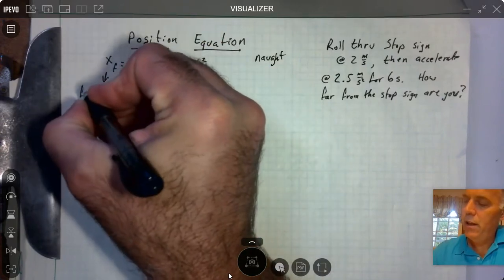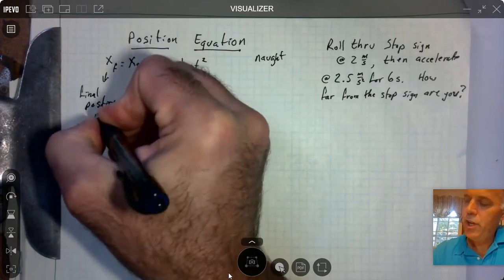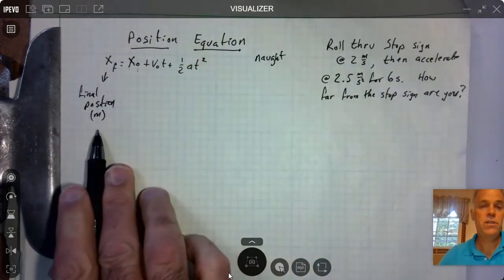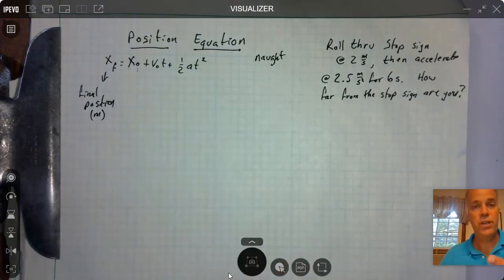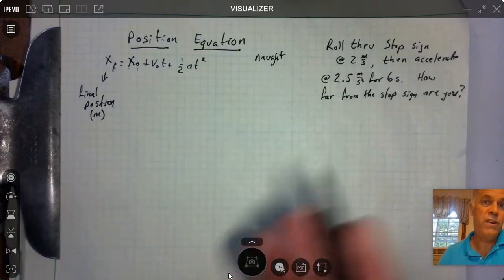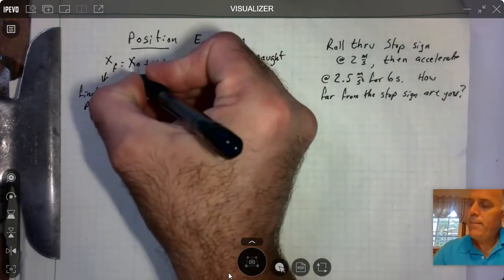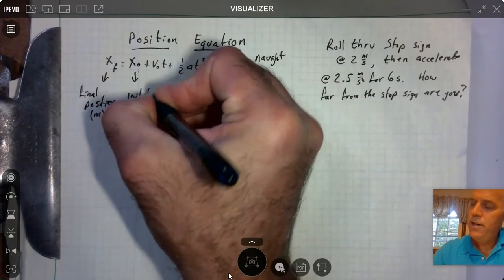So this is the final position, and this is going to be in meters, and it has to be from some reference point. So to be able to use this equation, we have to have an established reference frame, and it will tell us the distance from whatever we've defined as the origin. Okay, X naught is the initial position, initial X.